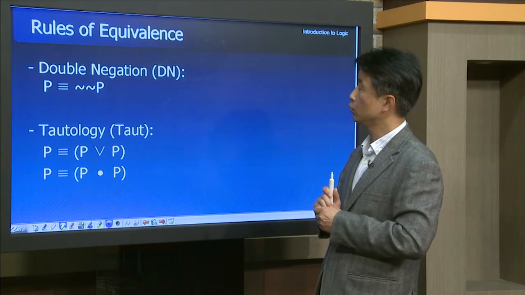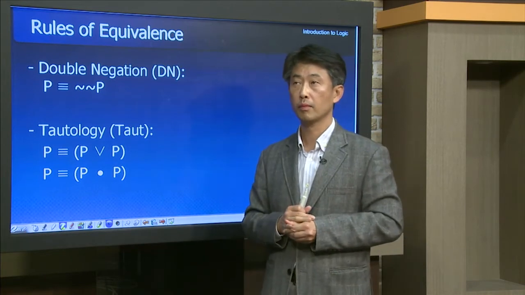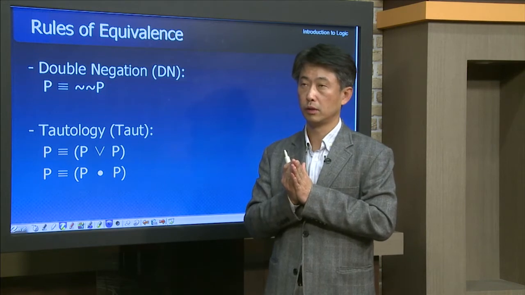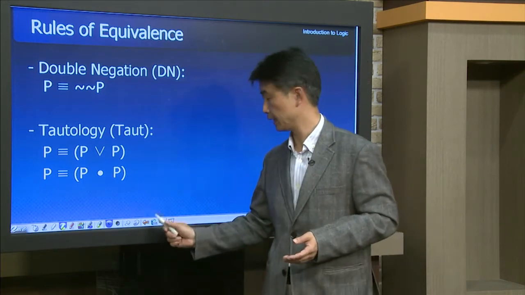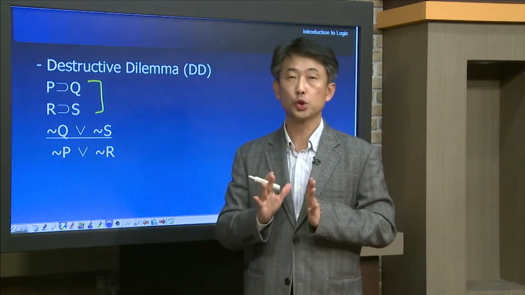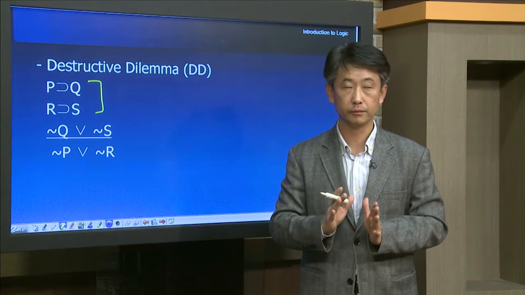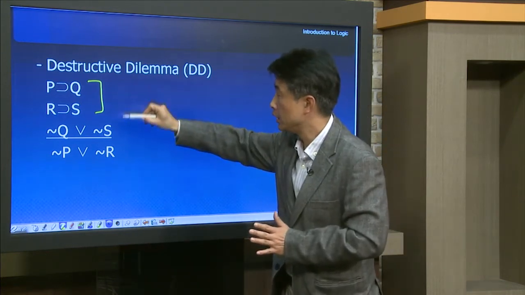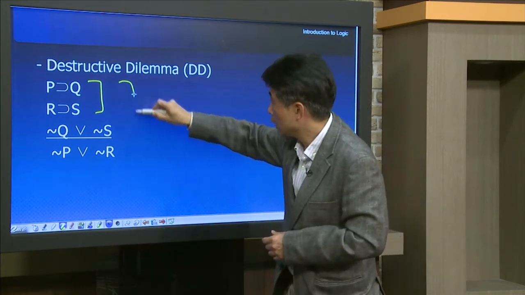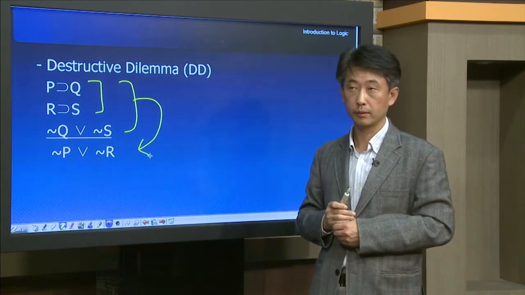Now, rules of equivalence. Before we start, let's go back to what are called rules of inference. All rules of inference that have been introduced so far have this characteristic: if you have these premises, you can derive that. So it really goes in only one way.